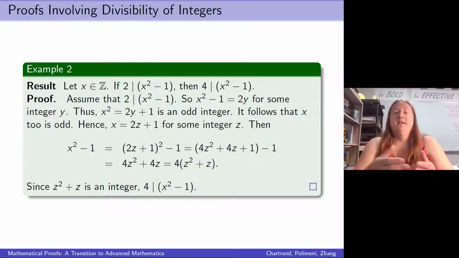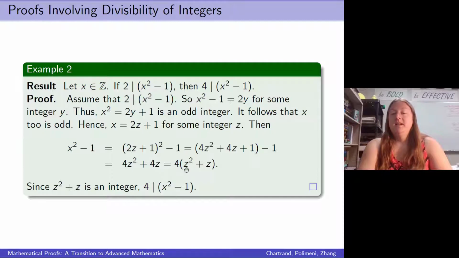So I'll go back to this idea of x squared minus 1, this expression that I was working with, and I'm going to plug in 2z plus 1 for x. So I'll have 2z plus 1 squared minus 1, which is the same as this expression x squared minus 1. And when I square this, I end up with 4z squared plus 4z plus 1 minus 1. And when I do some simplification here, I find that I've got 4z squared plus 4z, which is 4 times the quantity z squared plus z.